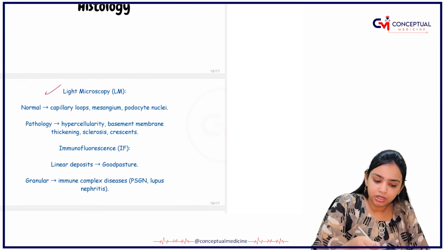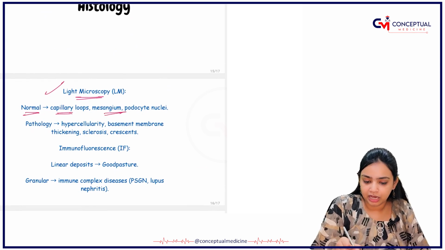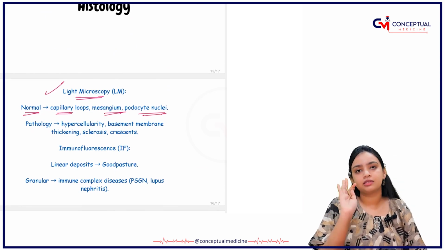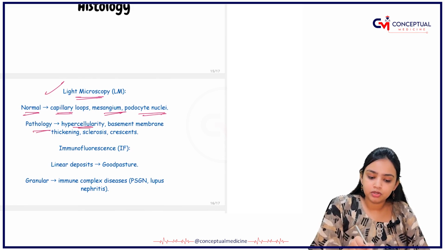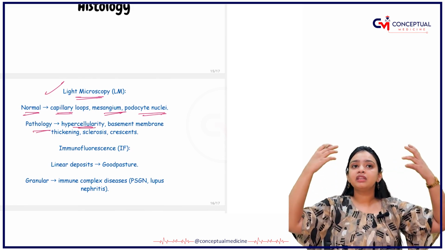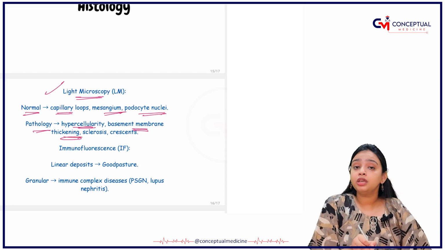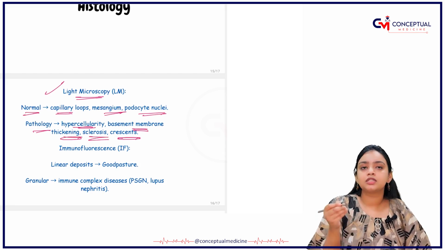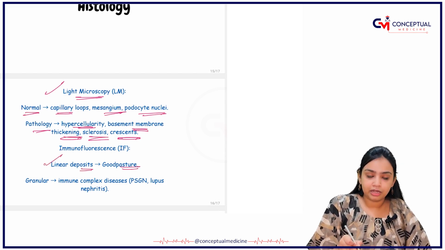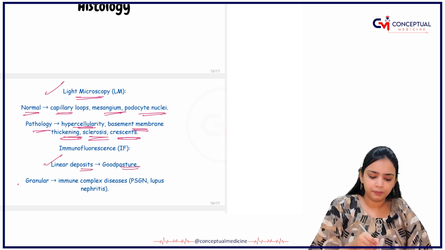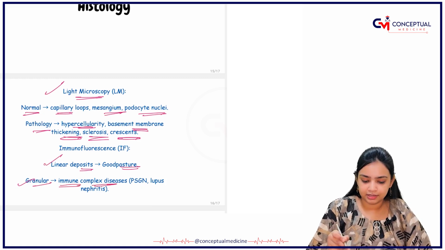What is the histology? You have light microscopy. Normally, you will be able to see the capillary loops, mesangium and the podocyte nuclei. This is the normal. I will show you the figures also. In pathology, you will be able to see hypercellularity. There will be an increased number of cells. There will be basement membrane thickening, sclerosis and crescent-shaped structures. You have linear deposits in Goodpasture syndrome. We will be covering it in detail. Okay. Then you have granular deposits in the immune complex diseases.